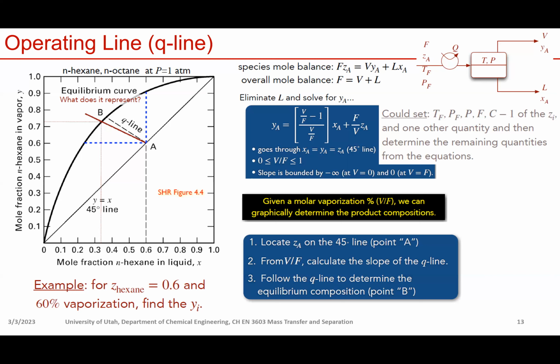For this system now, if we set TF, PF, and the separator pressure, and because this is a binary system, if we set ZA, then the whole system is defined, right? The way we do this graphically is to start from ZA, find this point, and draw this line. This line crosses the equilibrium line, and this intercept gives us the composition of the vapor and liquid phase in the separation unit. That's how we do it.